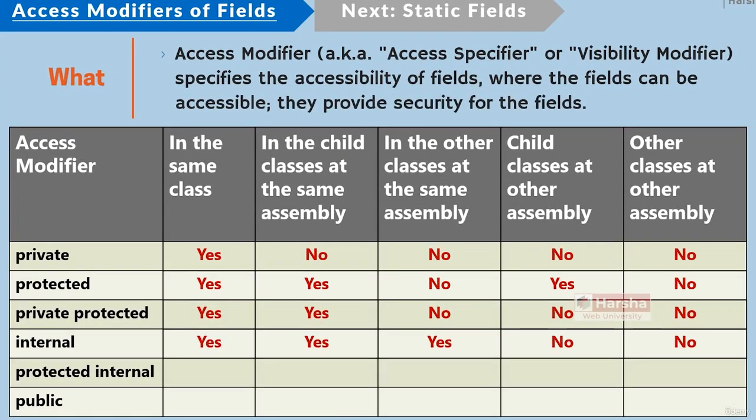Now coming to protected internal. The protected internal is a combination of protected and internal. So as protected, it is accessible in the same class and in the child class at the same assembly or in the child class at other assemblies. And also it is accessible in another class of the same assembly, just like internal. So it is not accessible only in one case, that is, another class at other assemblies.